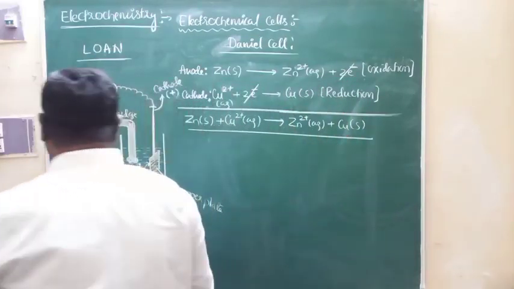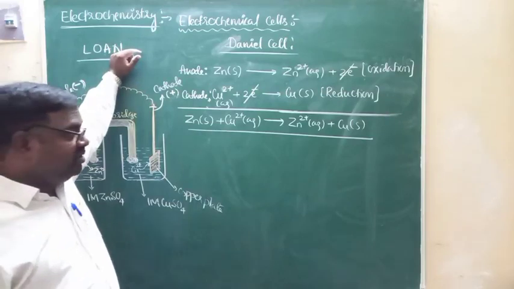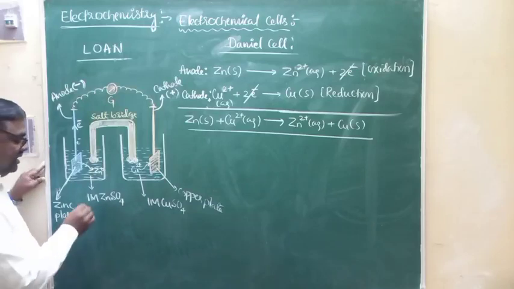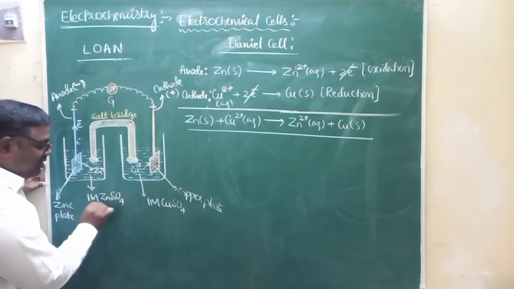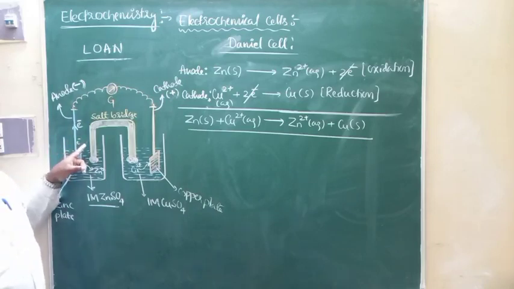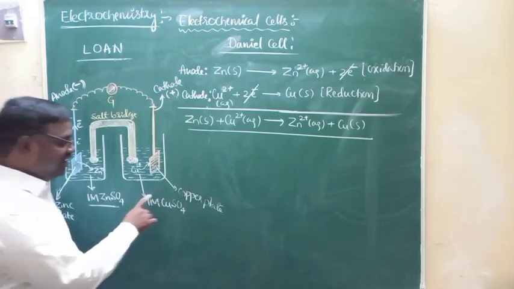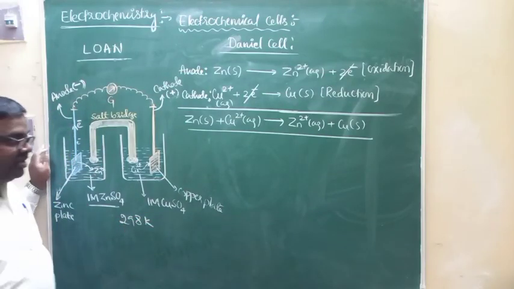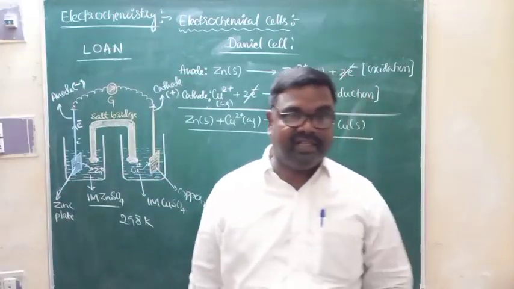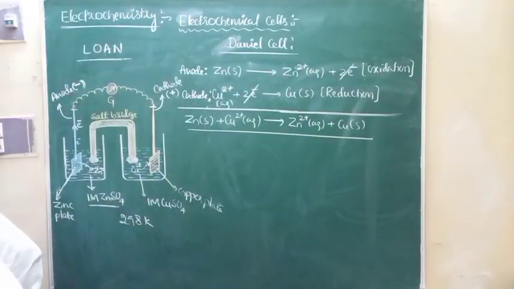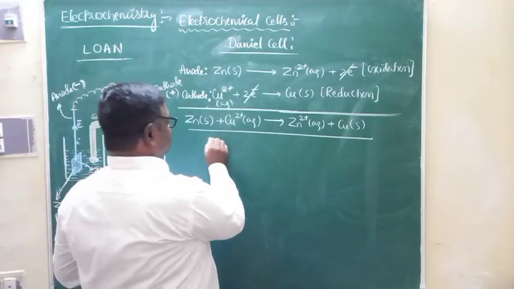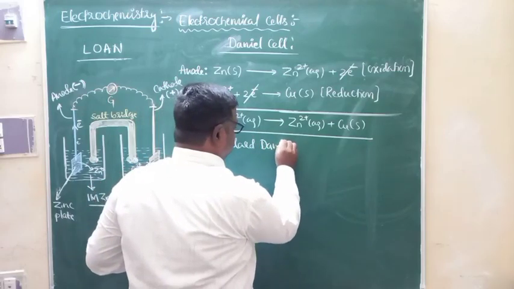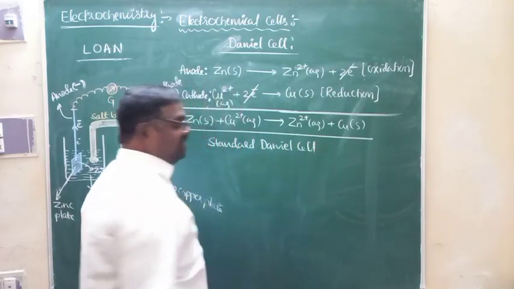So this is what we call the Daniell cell. No doubt, it is the Daniell cell. Now, if I use 1 molar zinc sulfate solution and 1 molar copper sulfate solution at 298 kelvin in this Daniell cell, then the Daniell cell becomes the standard Daniell cell. This is what we call the standard Daniell cell.